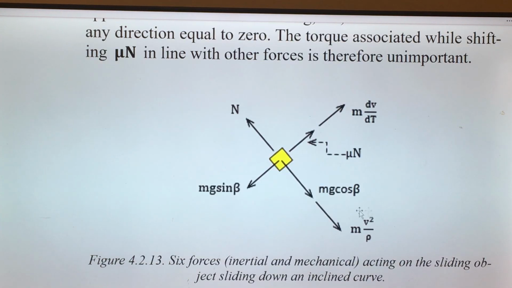So this is the physics of sliding, guys. This is the physics of sliding. Six forces, inertial and mechanical, a tug of war between Tahirian inertial forces and Al-Khazini Newton mechanical forces, acting on the sliding object: mechanical gravitational force or mechanical forces, reaction, friction, etc. Gravity, and so on, acting on the sliding object, sliding down an inclined plane. So six forces acting in sliding.